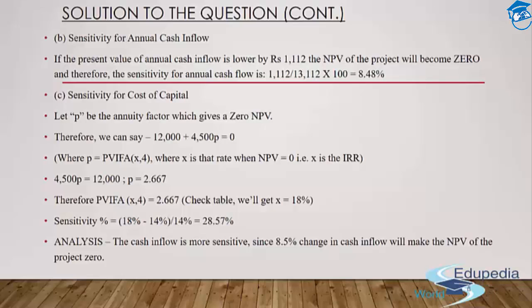Now, out of these three, which is that one factor which is most sensitive? That I should say, if it's changed by even a single percentage, that's gonna change the fate of my net present value, and that is none other than annual cash flow. It is just that one thing which is going to change the entire NPV with a change of merely 8.48%. So the cash inflow is most sensitive in this particular case, since approximately 8.5% change in that cash inflow will make the NPV of this project 0. So that's how it's done, and this is all about the sensitivity analysis.